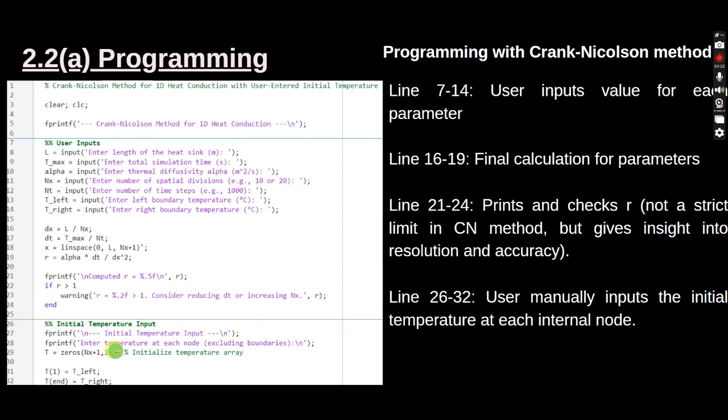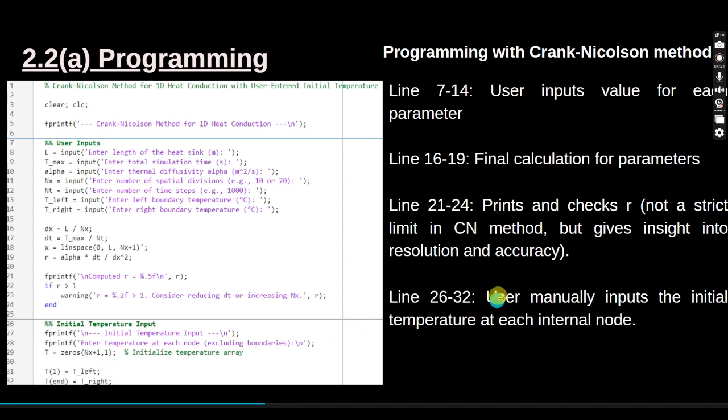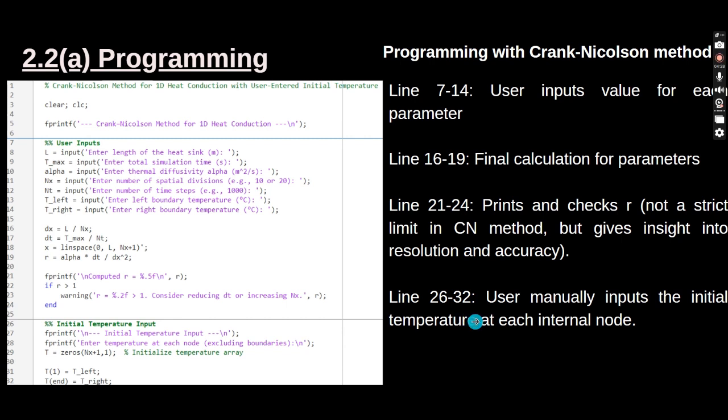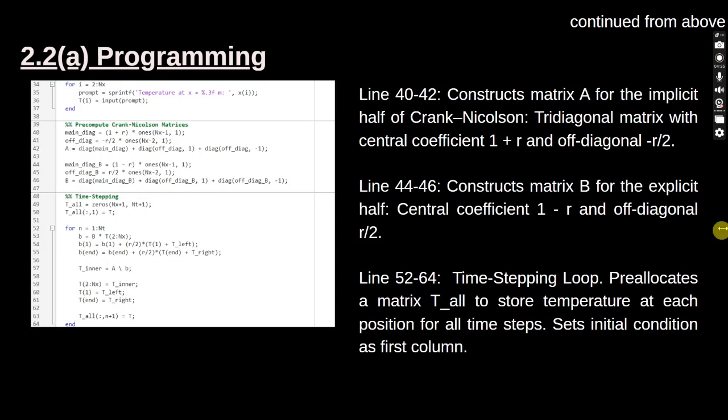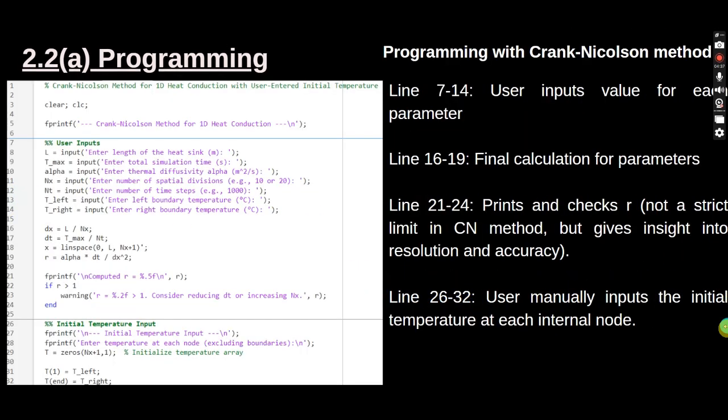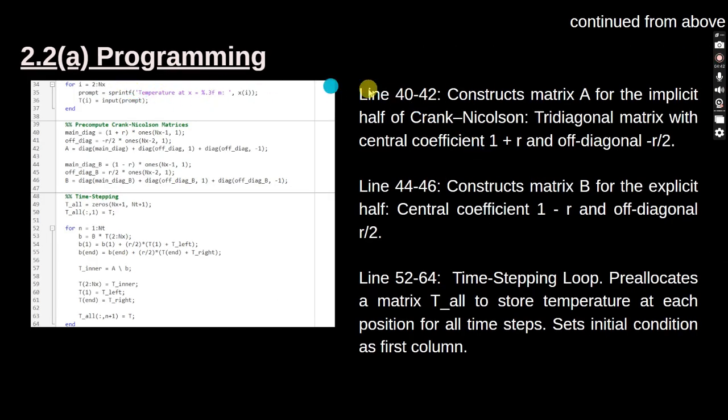From line 26 until 32, the user manually inputs all the initial temperatures at each internal node, depending on how many nodes the user uses. So this can be varied throughout the nodes. From line 40 until 42, it constructs matrix A, and matrix B is lines 44 until 46.